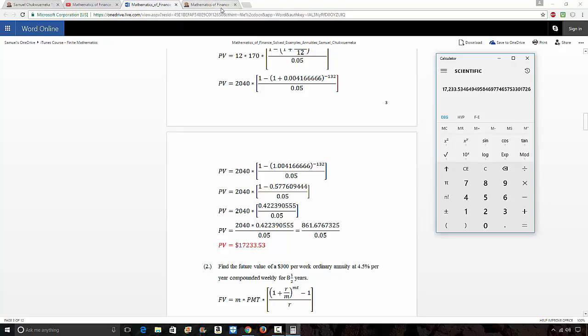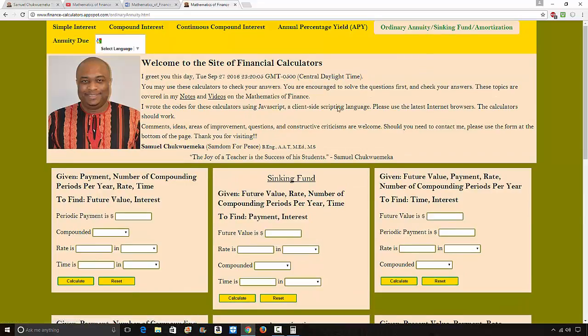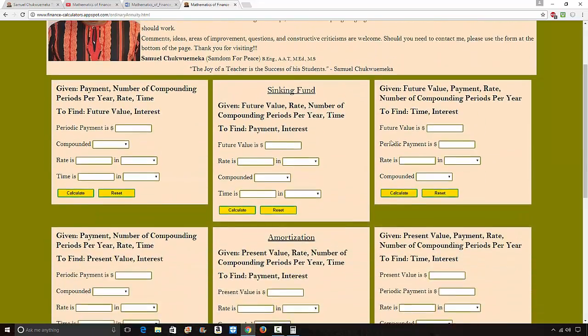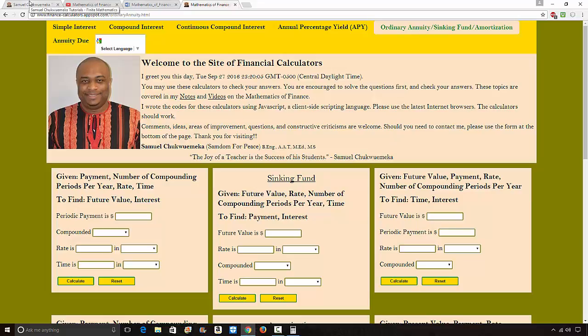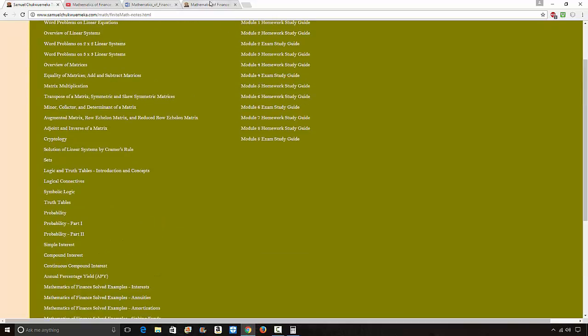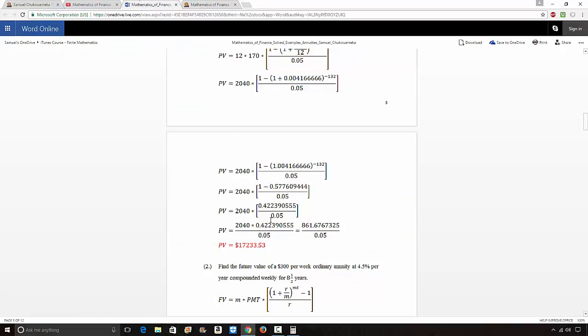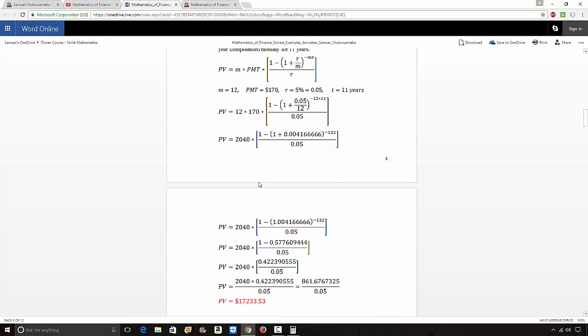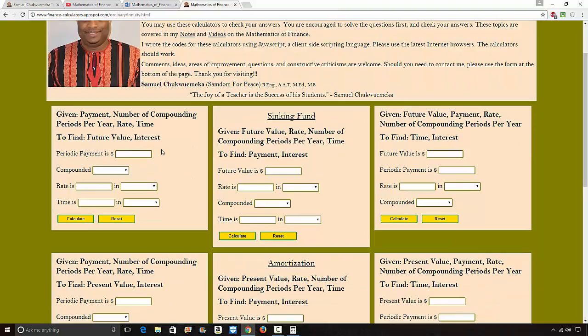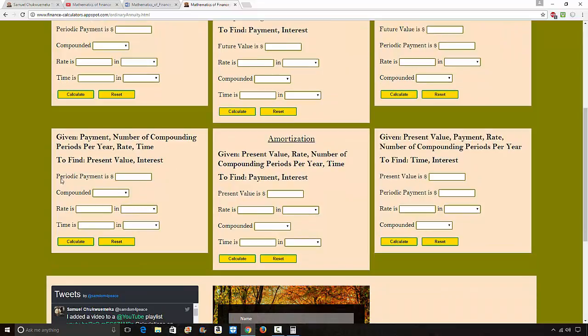And in using the web app that I designed, all you need to do, you click here, ordinary annuity / sinking fund / amortization. In another video, we'll talk about amortization and sinking funds. But for this one, we are doing a present value of an ordinary annuity. Okay, so we want to find the present value, and that is this. This is what we're gonna use.